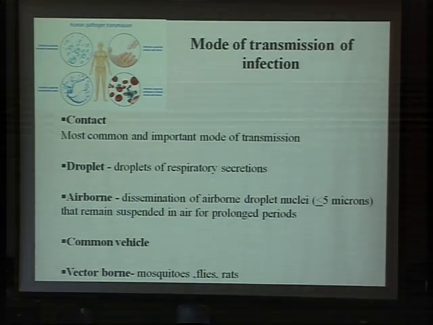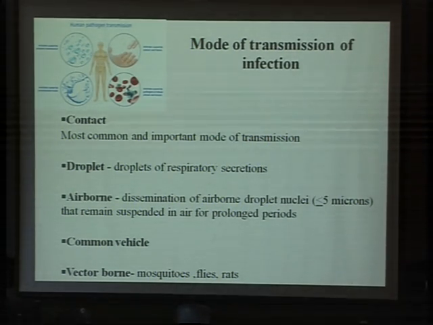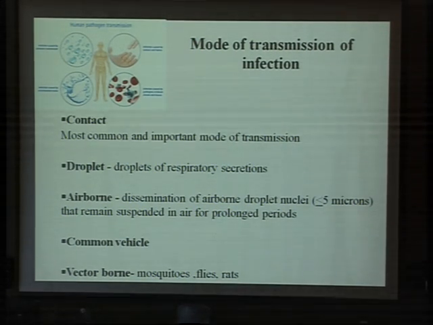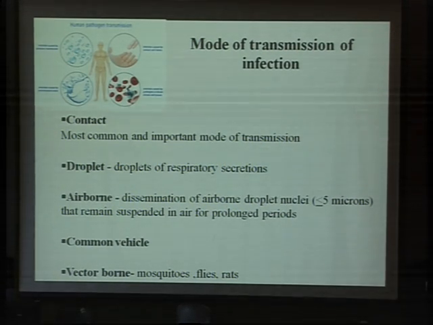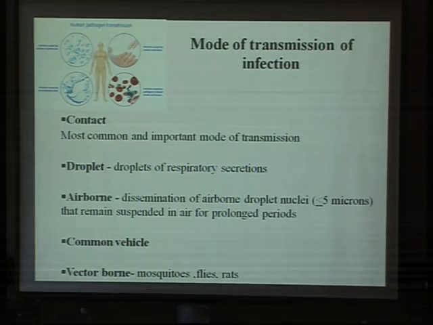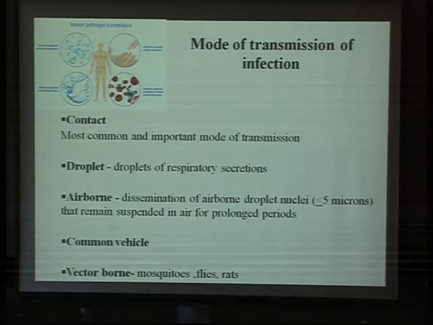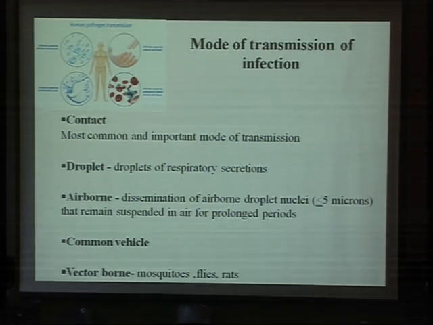If the particle of the pathogen is less than 5 micron, it can float and spread in the environment for a longer time than the droplet. The droplet is a heavy particle that settles in the environment after some time. But airborne can disperse all around for a longer time. So the patient with airborne infection requires isolation in a special room with special precautions.